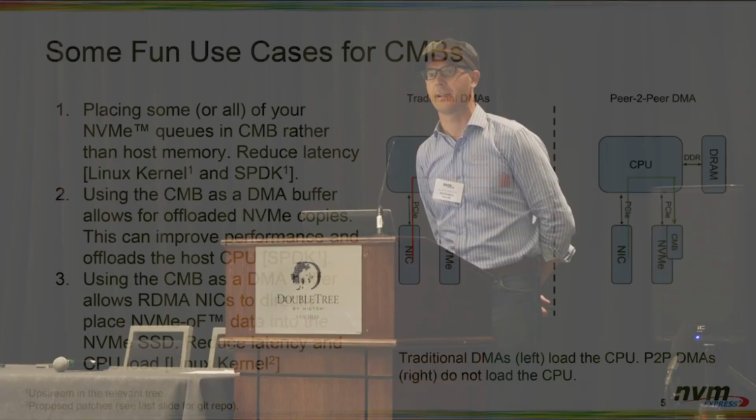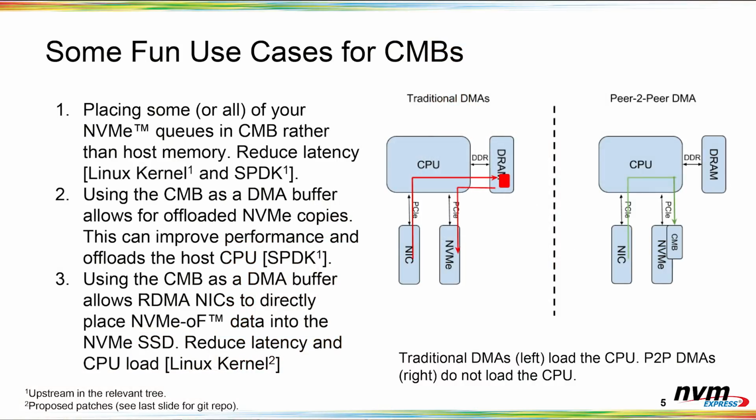But before we get into the actual software, I wanted to talk about some of the fun use cases for CMB. The diagram that you're looking at on the right here shows one of the things that I always thought would be fun to do with a controller memory buffer. And that's basically to copy data from one NVMe drive to another without having to go through the DRAM that's attached to the processor that's connecting those two drives together.